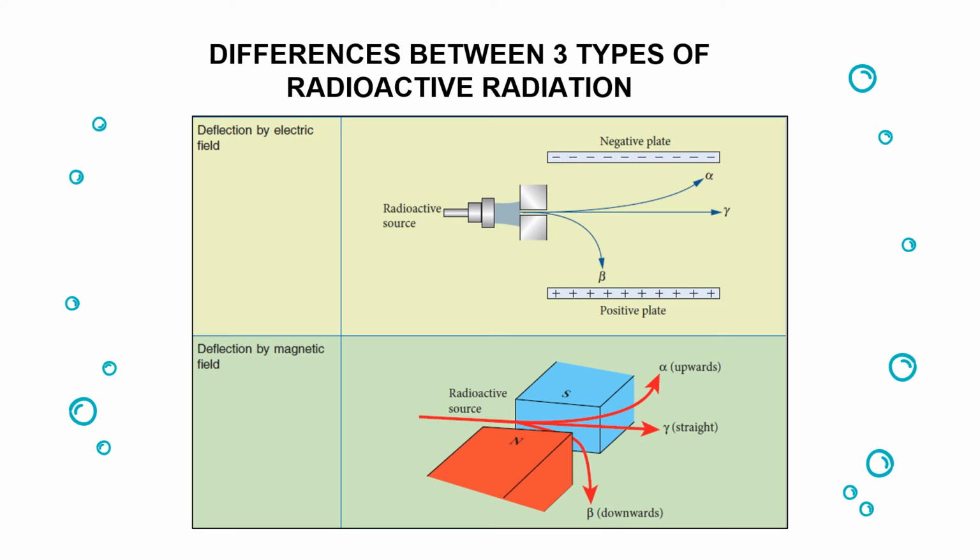Next, we go to deflection by magnetic fields. In between the radioactive source, we have a magnetic field. So, if you can see in the diagram, the alpha particle will go upwards, while gamma goes straight away, and the beta particle will go downwards.